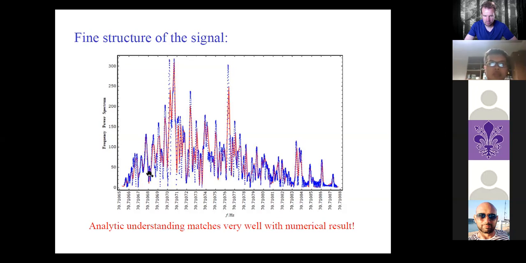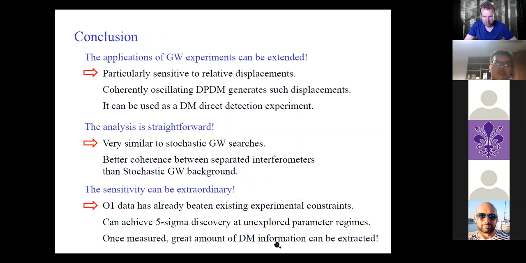In this plot, the red curve is the numerical result obtained from the simulation data, while the blue dashed curve is the analytical result obtained from the analytical formula. These two curves are well fitted. That means the analytical understanding of the power spectrum matches very well with the numerical result. Okay, in conclusion, the application of gravitational experiments can be extended.